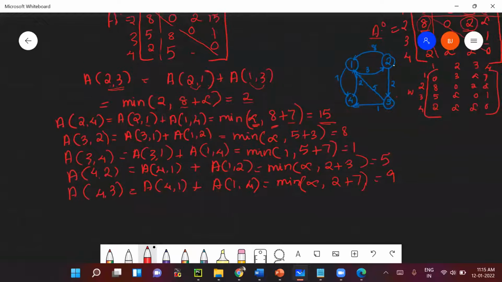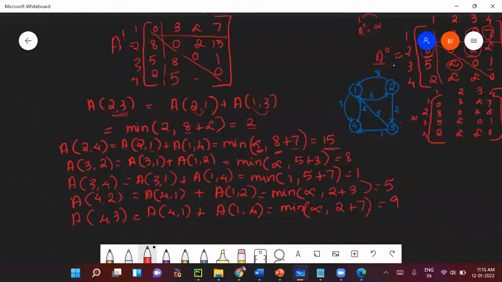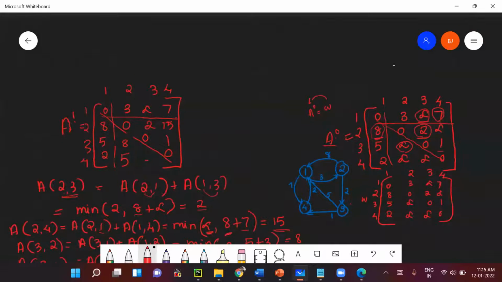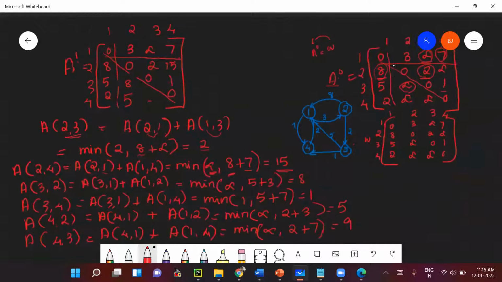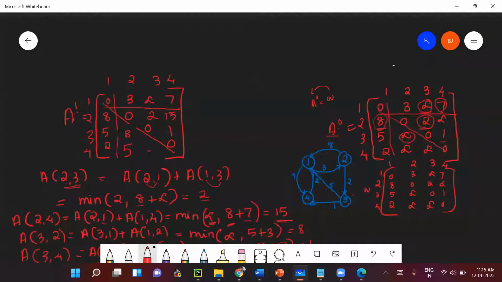Anyone is doing along with me? Ma'am, how will you get 1 4, ma'am? 1 to 4 is infinity, 7. In the previous weight or the cost adjacency, it is given as 1 4 is 7, no? Graph is correct only, no? 1 4. 1 4. What, Divya?